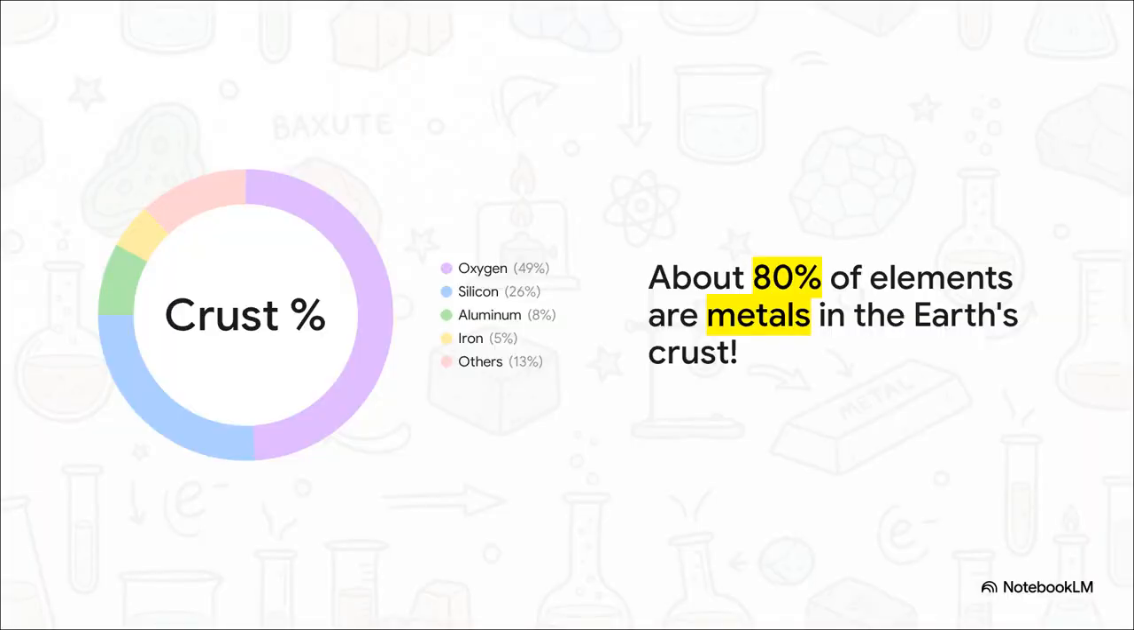About 80% of all the elements out there are metals. And if we look at the Earth's crust, right behind oxygen and silicon sit two of our most crucial metals, aluminum at 7.6% and iron at 4.6%. So they're incredibly abundant, but they're completely hidden away, locked up tightly in complex chemical combinations.